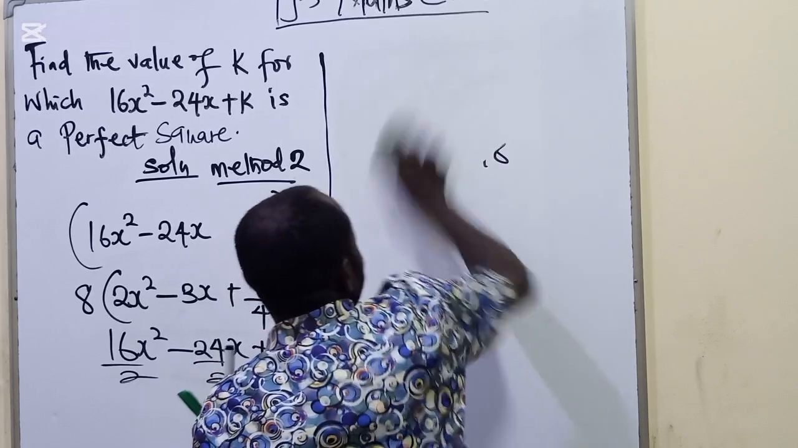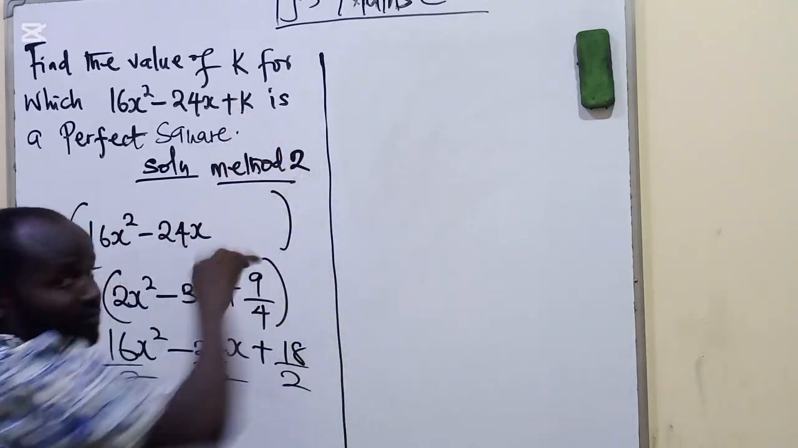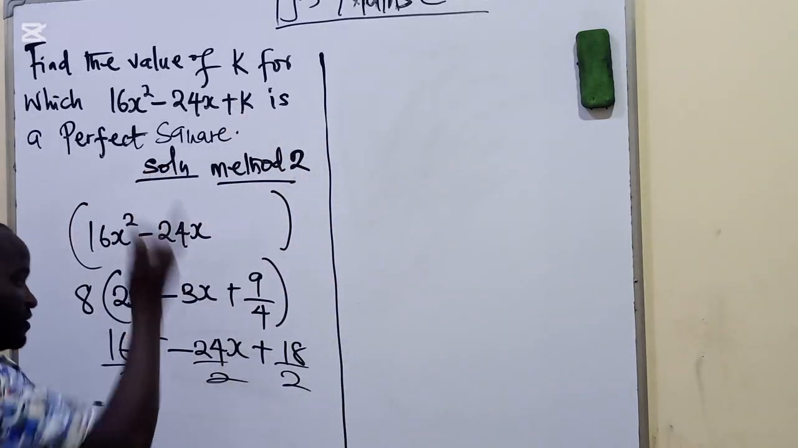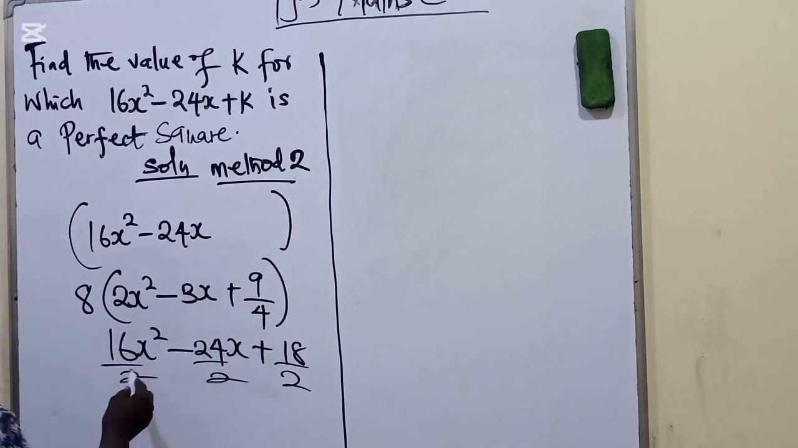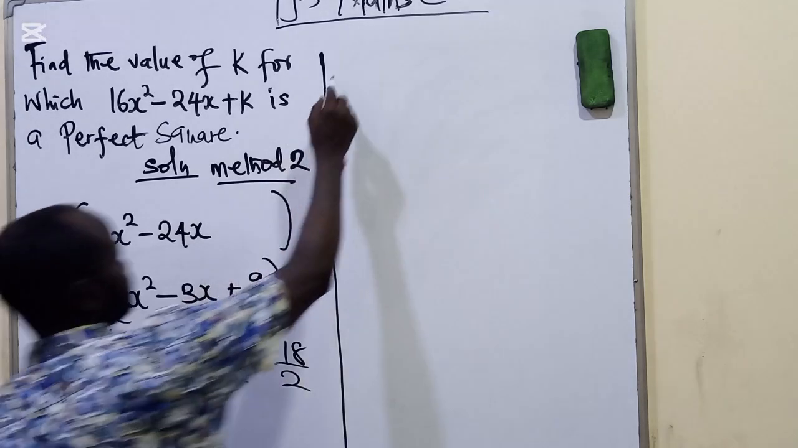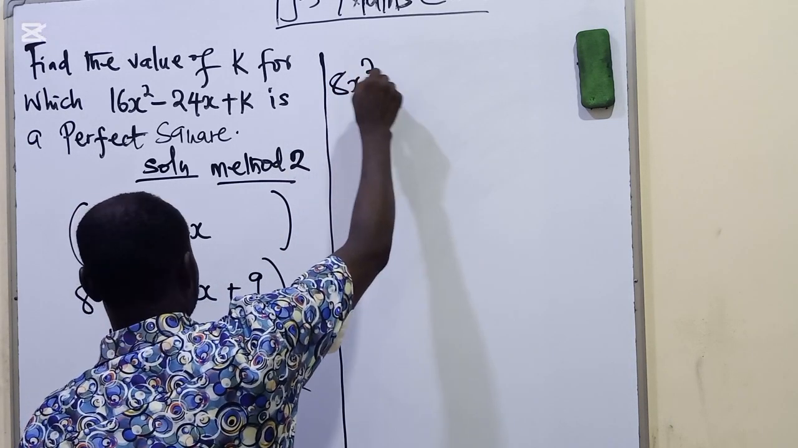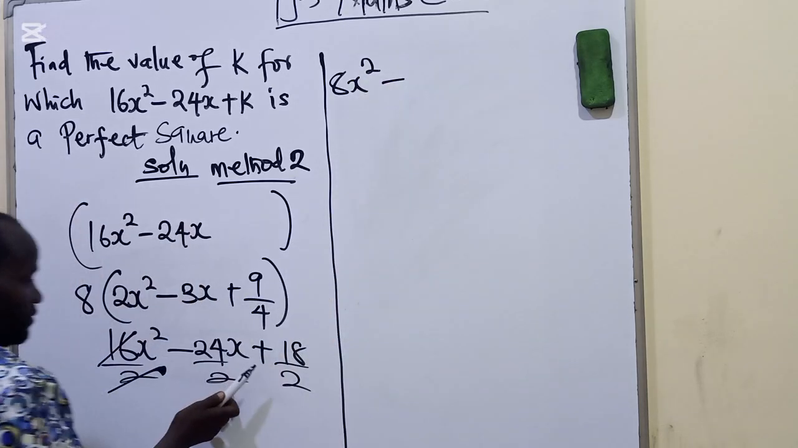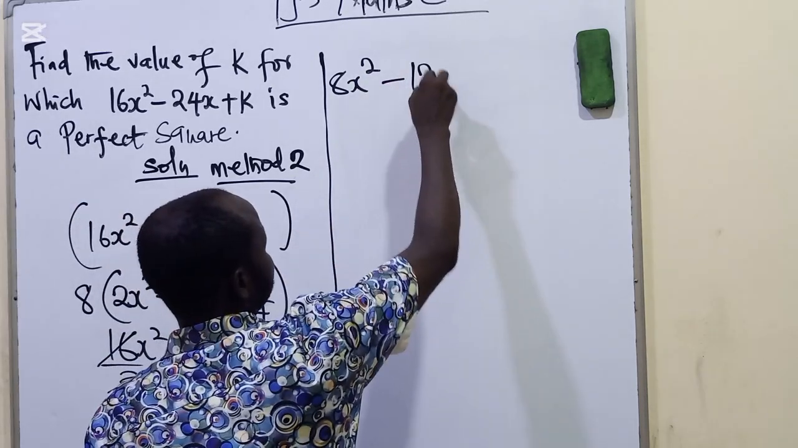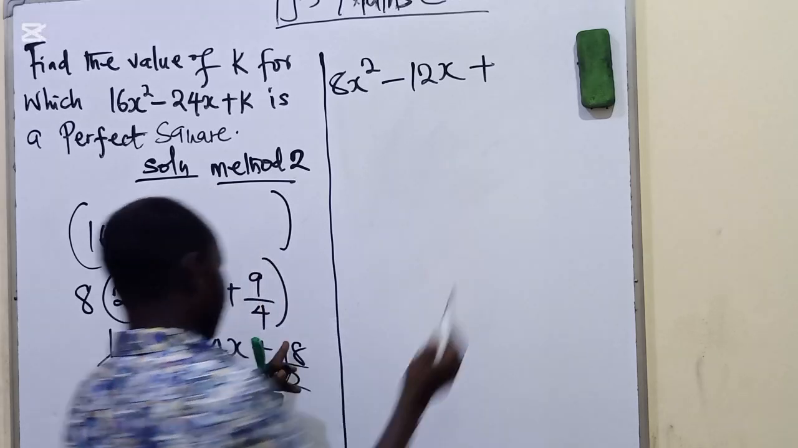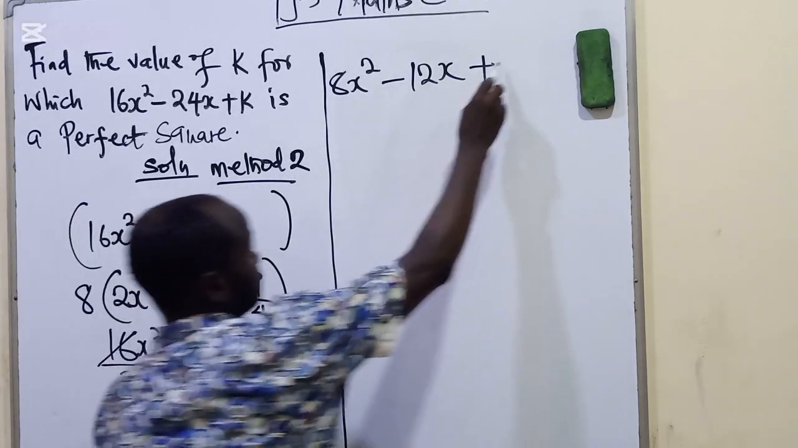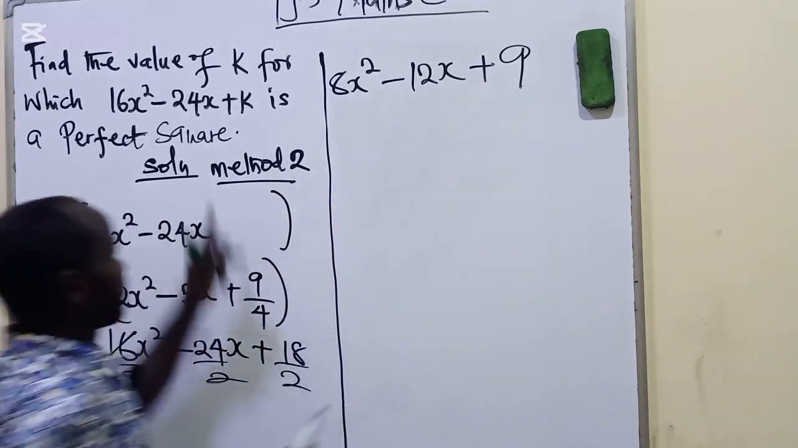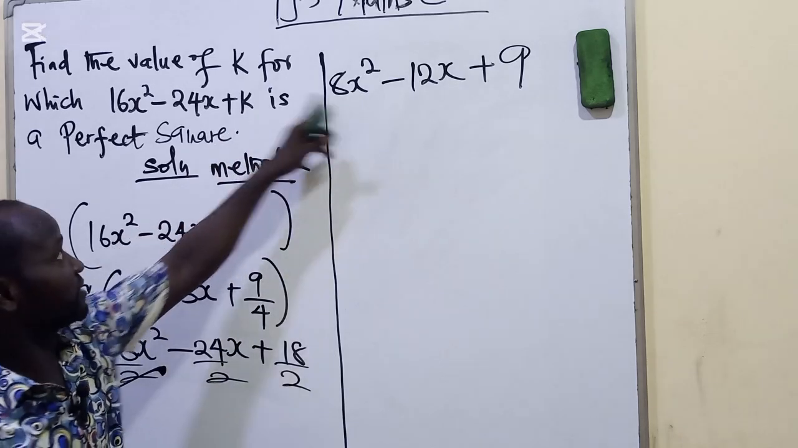Very important. Okay? Our aim is to find k as 9. Method 1, k is 9. So let's reduce this. 2 here, that will be 8. That will be 8x squared now, minus 24 divided by 2, that will be 12x, plus 18 divided by 2, that is 9. By comparing now, we can compare this now.